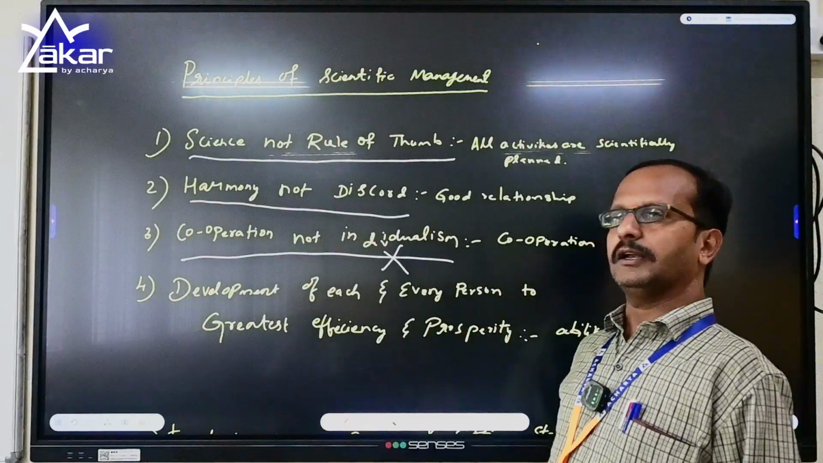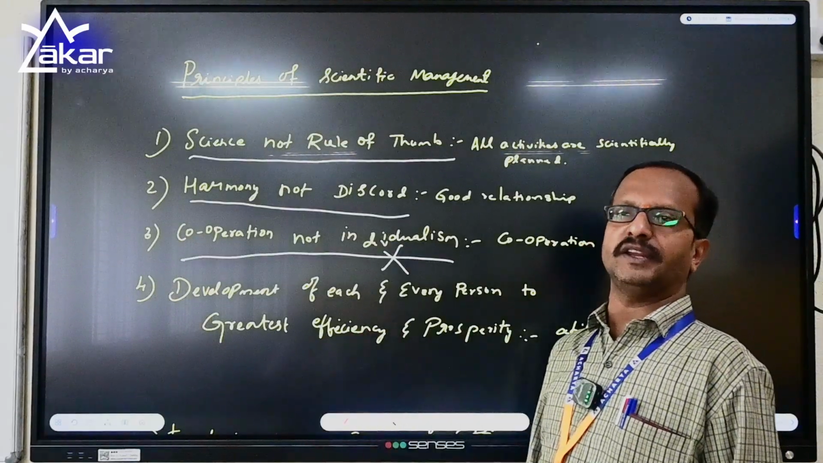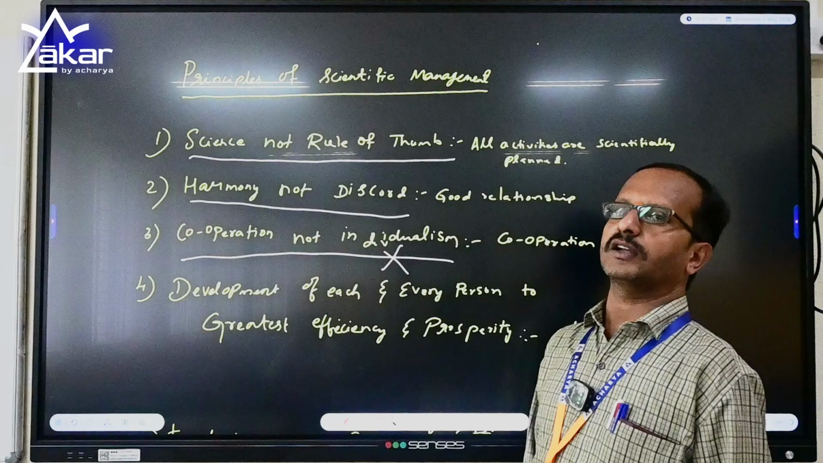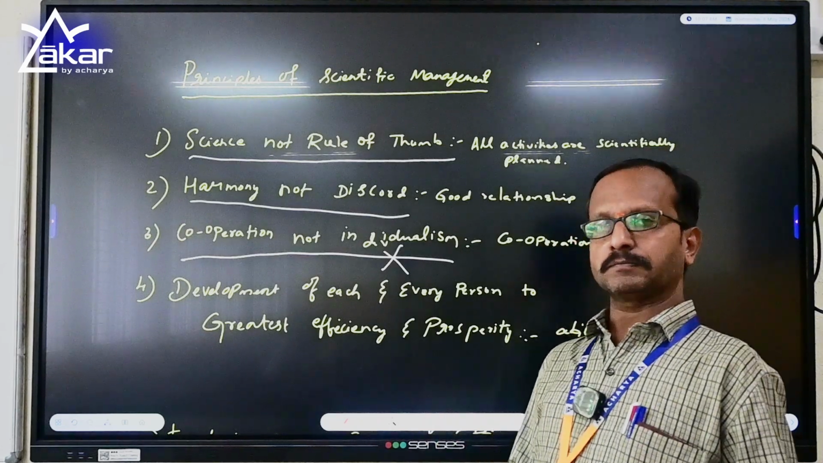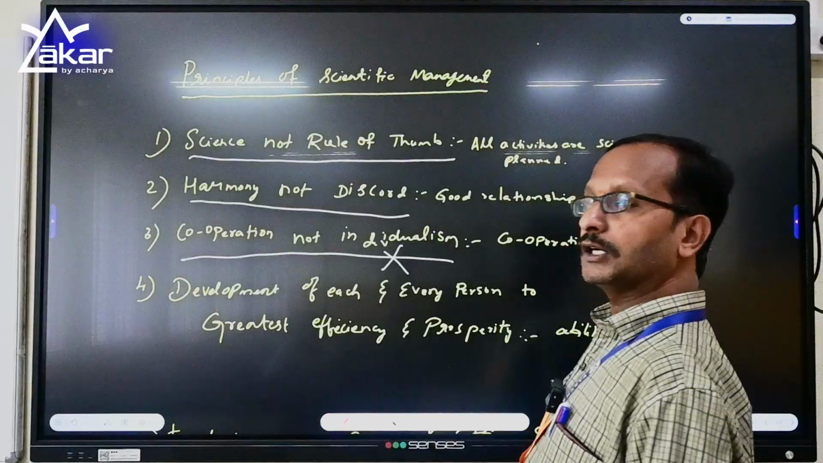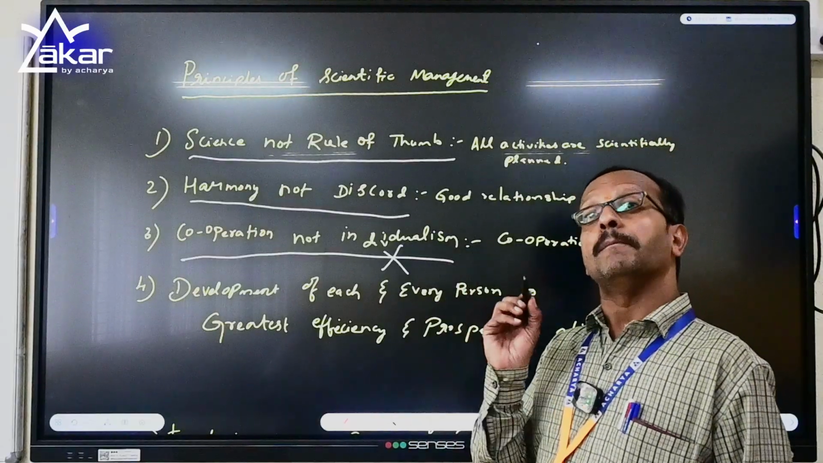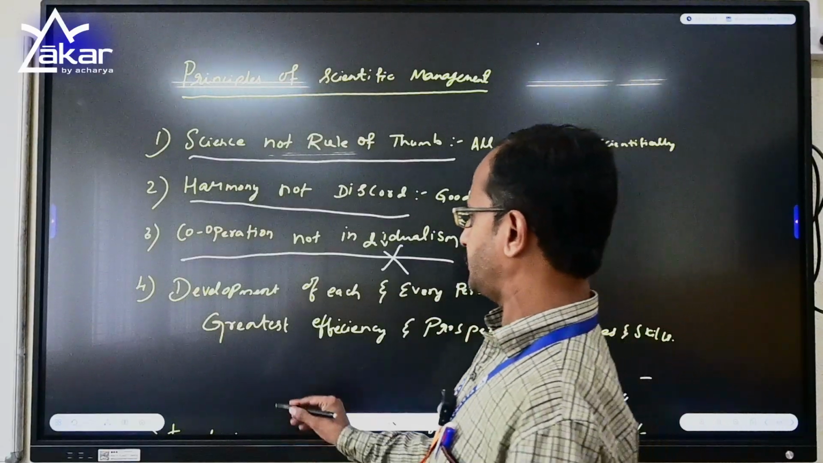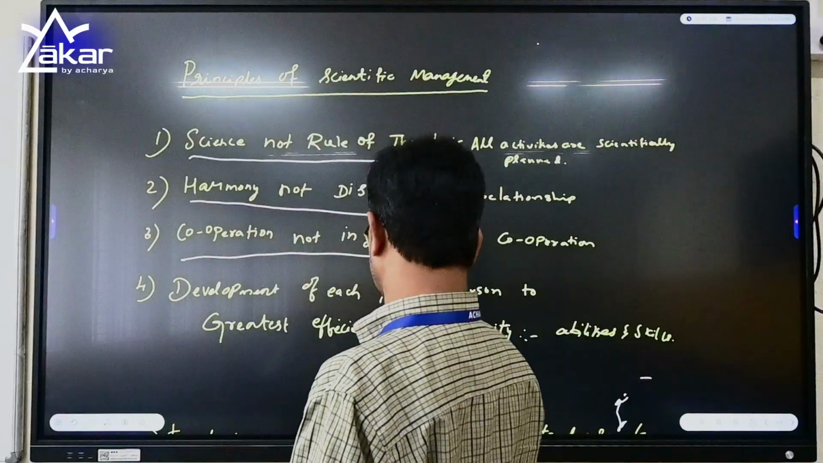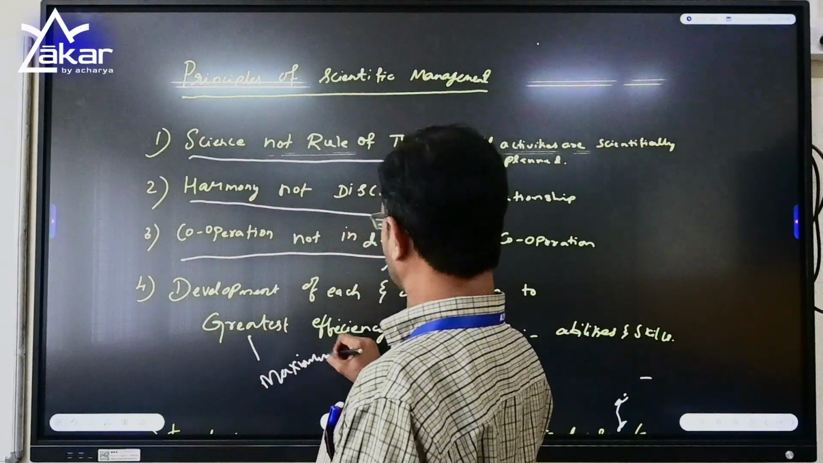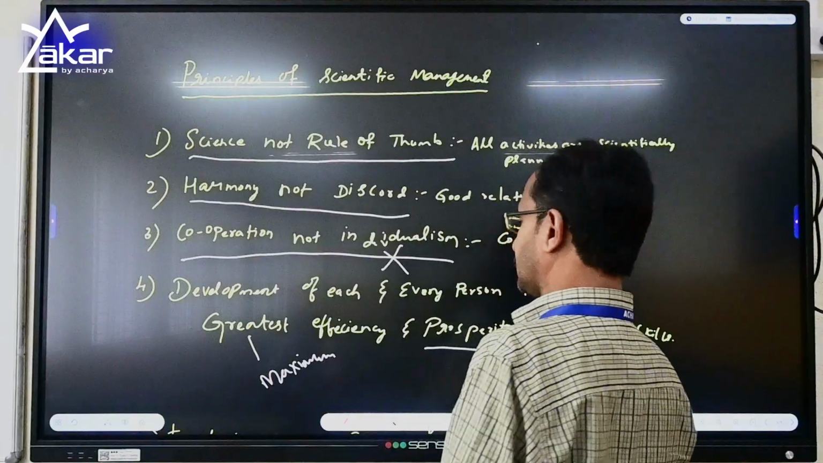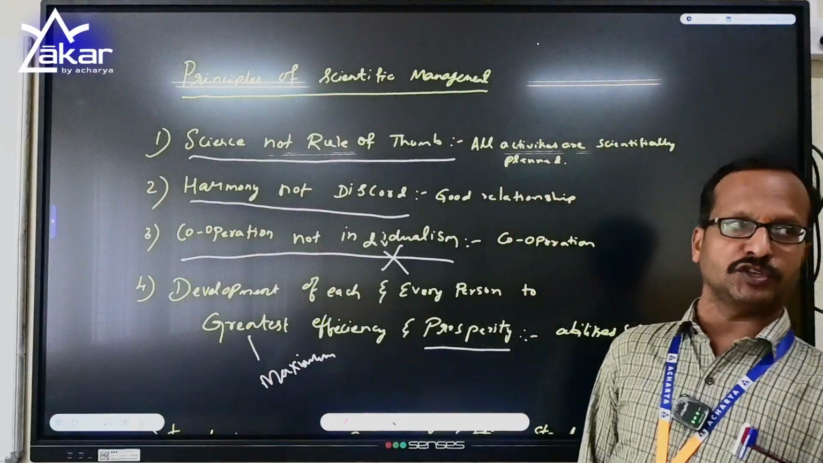So the ability and skill, because of the new technologies, have been implemented in the management for their organizational goals. So every individual should be developed to the greatest efficiency, that is maximum efficiency, what we say here. So greatest is nothing but maximum. We can say it as maximum efficiency and prosperity, the willingness and the strength of the individual.